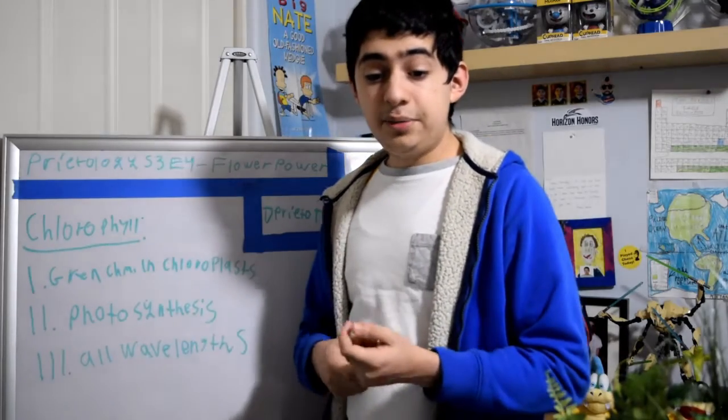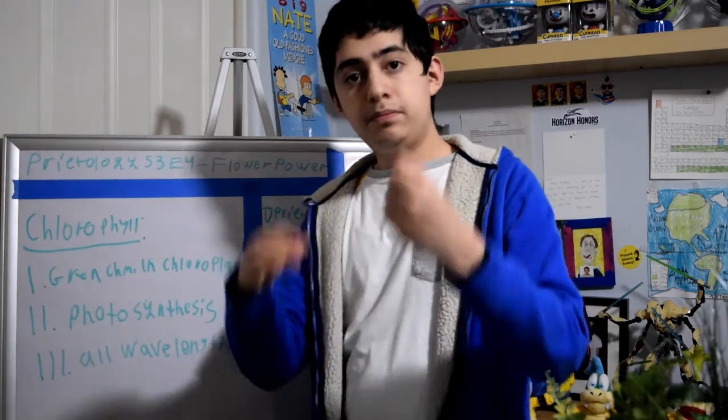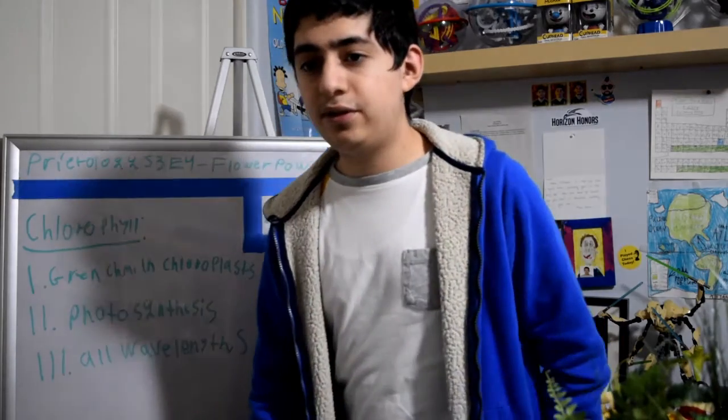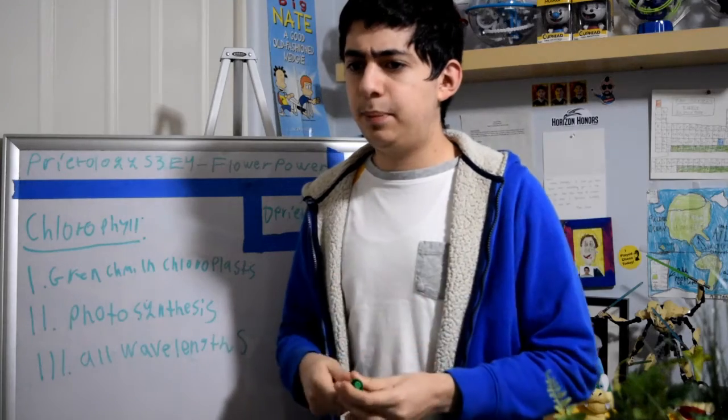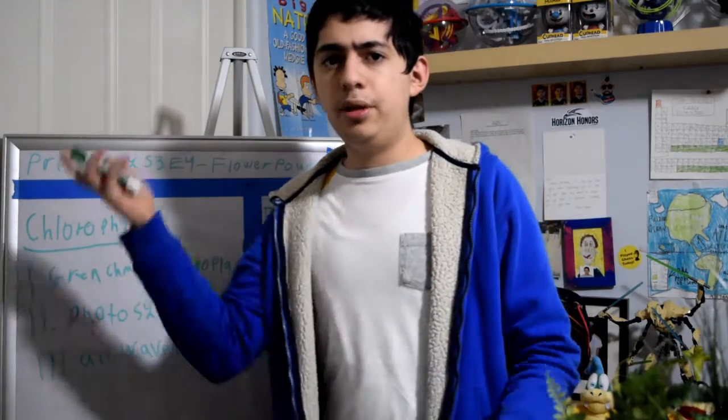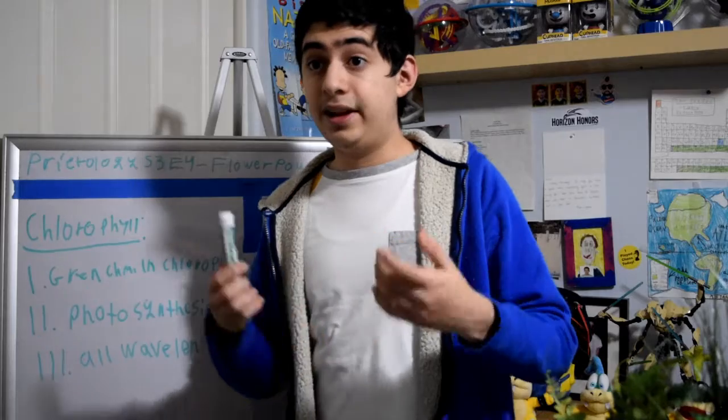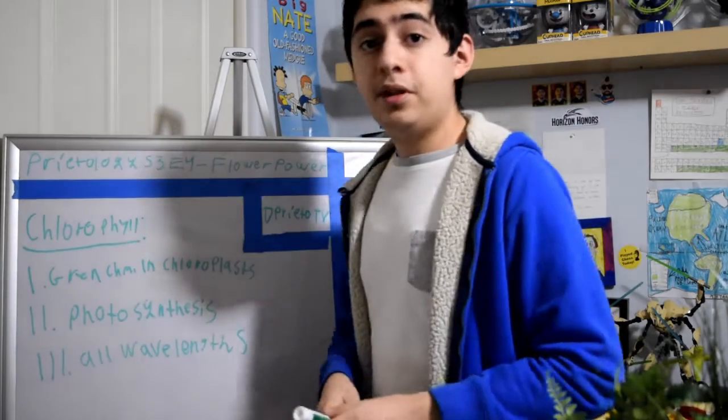So fun fact, the types of chlorophyll. There are 6 types of chlorophyll. There's beta carotenes inside it, chlorophyll A, chlorophyll B. All of them absorb different colors of light, but like I said, except green. Alright, let's move on to 3.